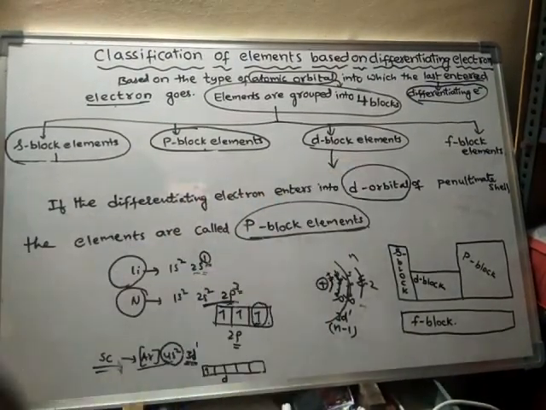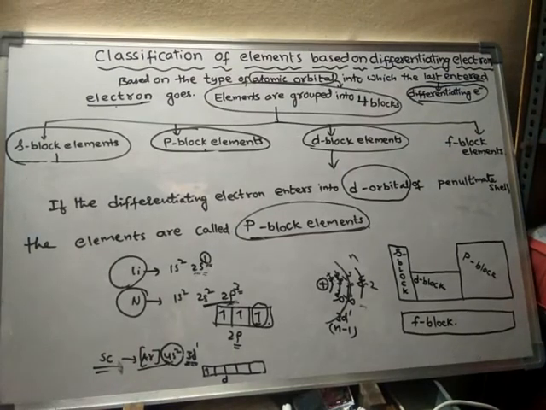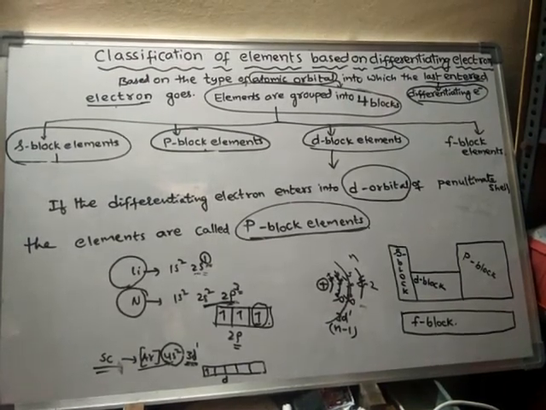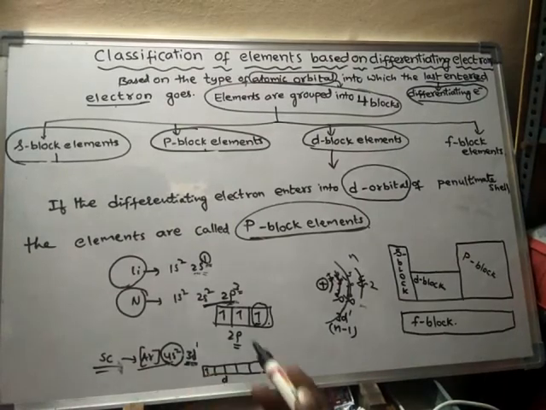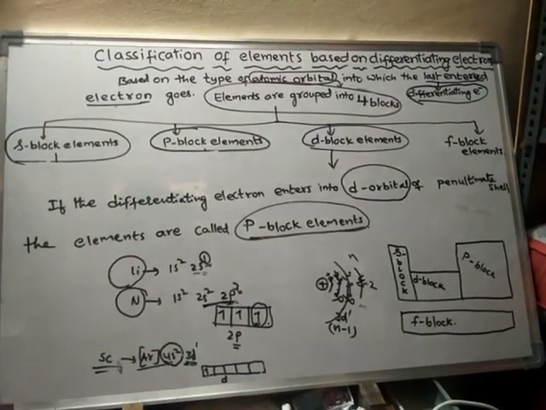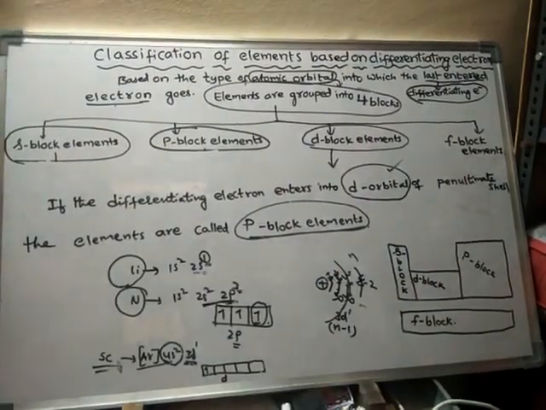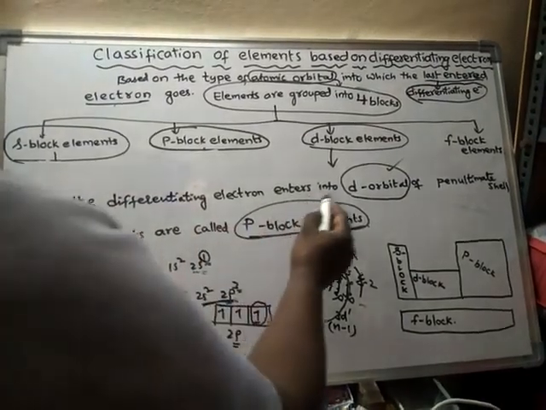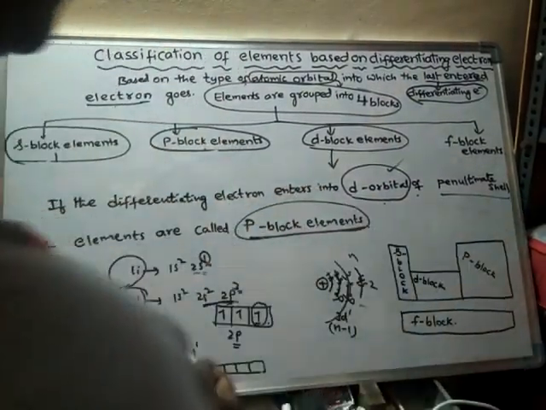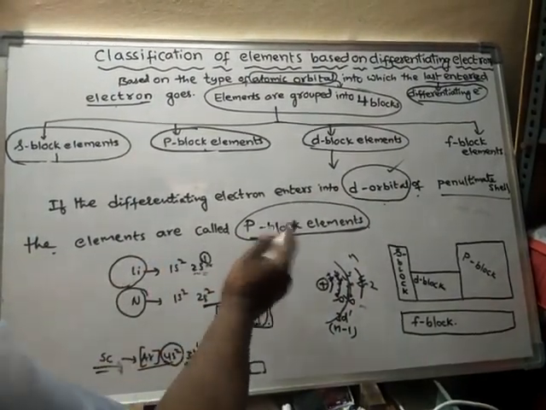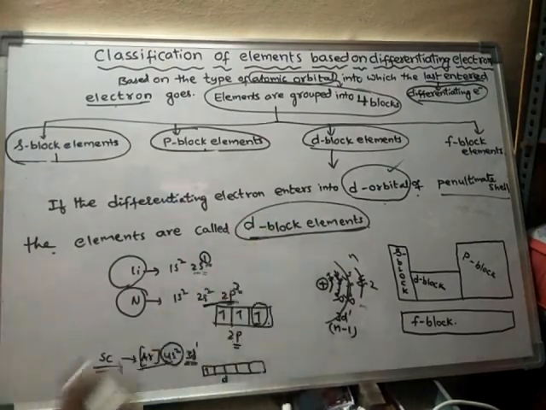So in d block elements, always remember that the last entered electron will always enter into the last but one shell, or penultimate shell, or n-1 shell. And into the n-1 shell, into which orbital will the last entered electron go? Into the d orbital. So if the differentiating electron enters into the d orbitals of the last but one shell, or penultimate shell, then those elements are called d block elements. So the definition will go like this.